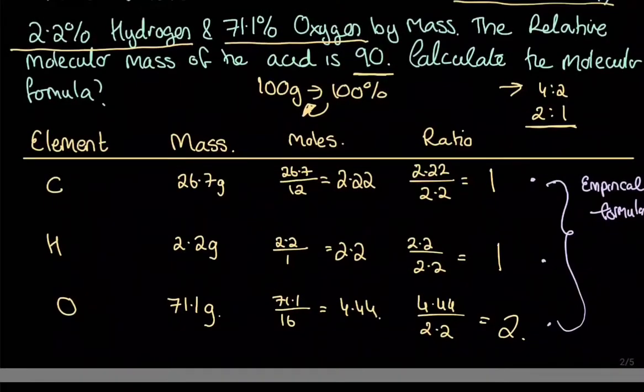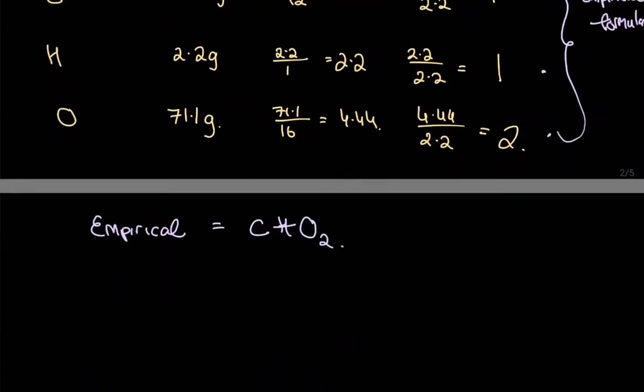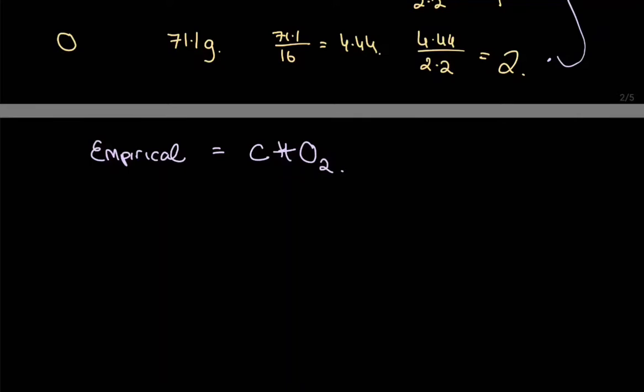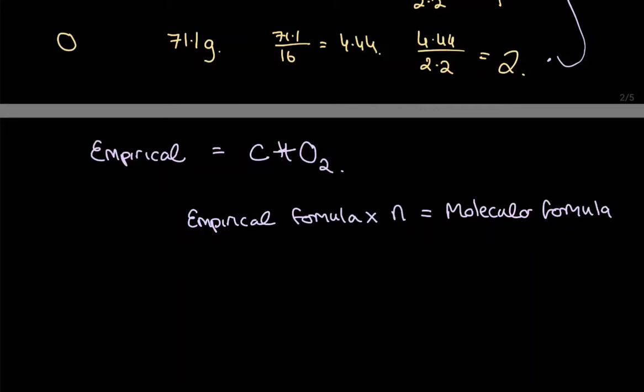Now it asked me to calculate the molecular formula. I do have a little formula to go by. Remember, empirical formula times N gives me the molecular formula. I don't know what N is, and I don't know what the molecular formula is. So I'm going to write in CHO2 times a certain number is going to get me my molecular formula.